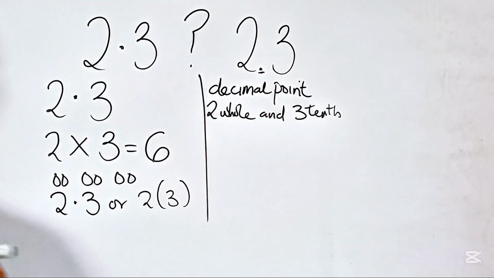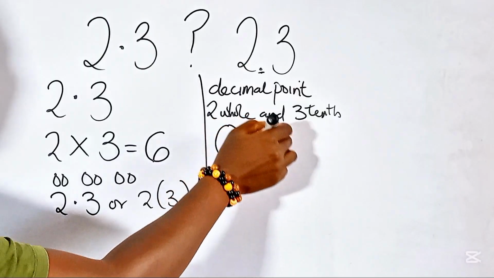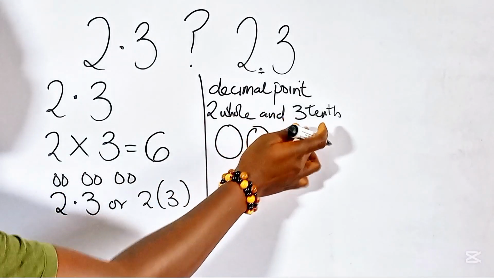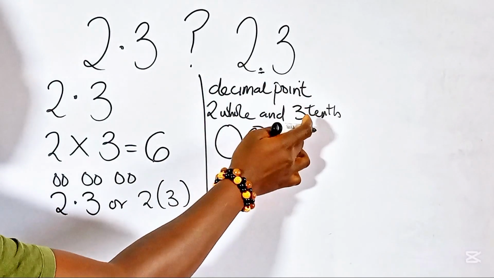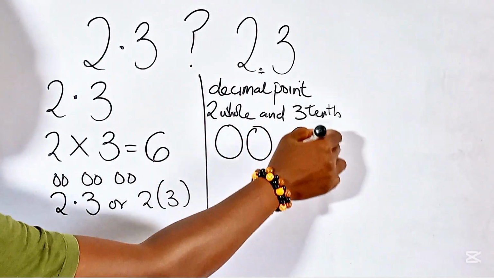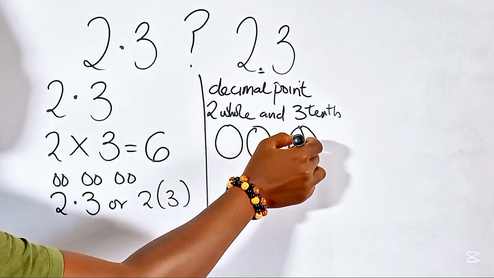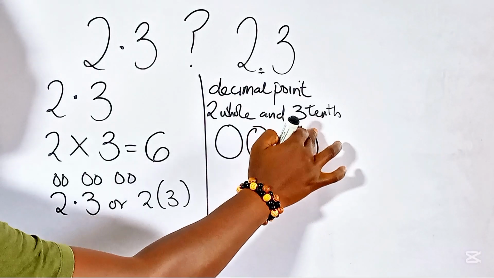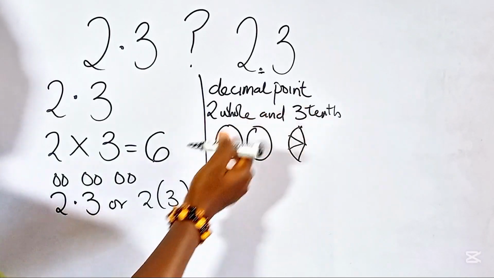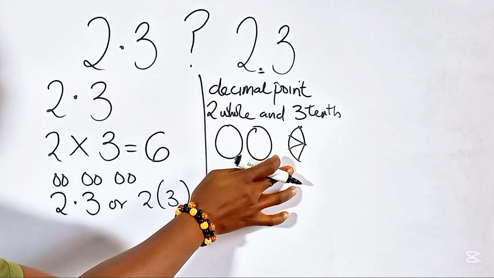Okay, so let's imagine that you have 2 whole pizza. Let's use the circle to represent the 2 whole pizza, and then the 3/10 is the third pizza now, but you have just 3 slices remaining. So if these are third pizza and you have 1 slice, 2 slices, 3 slices. So what this means is you have 2 whole pizza and 3/10 of another pizza.